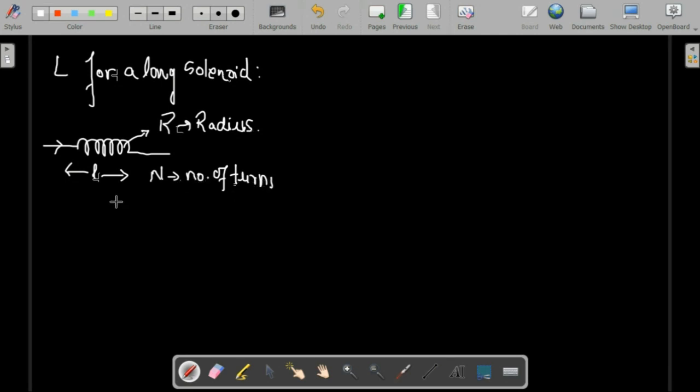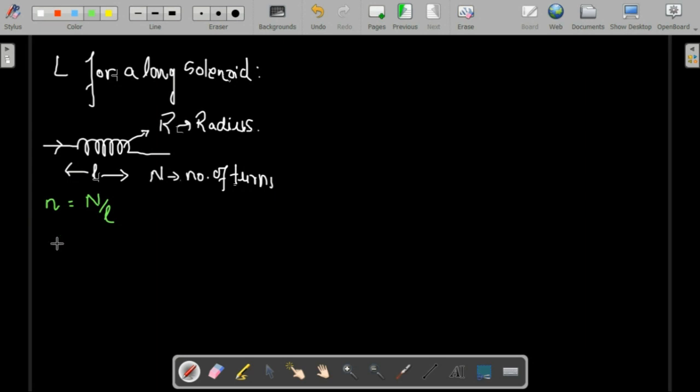Certain things are important. We have used those before also. Notation, you should not get confused. Small n is the number of turns per unit length. So the total number of turns would be nothing but n into L. So small n, capital N, there is a difference, which is important to remember.